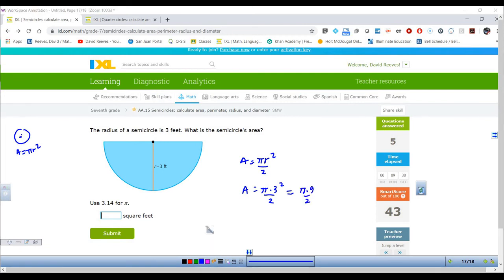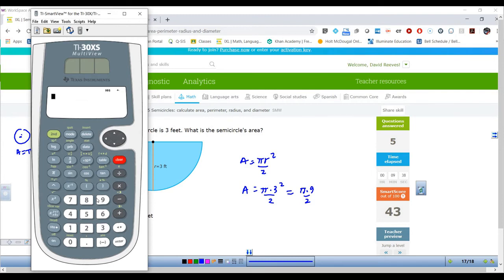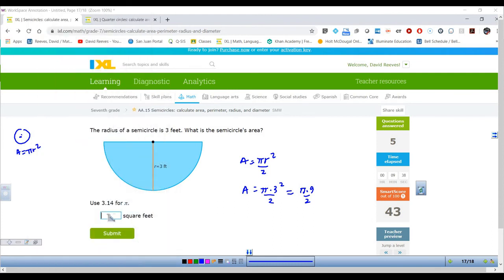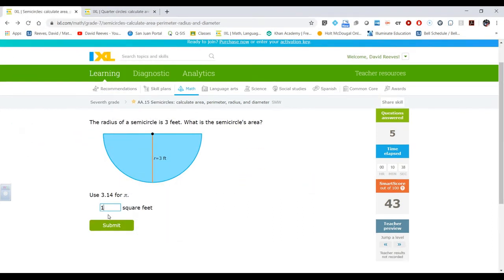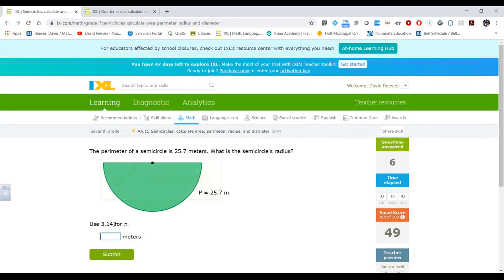divided by 2. So I'm going to go to my handy dandy calculator. Here we go. I'm going to go pi. Remember, we're using 3.14 times 9. We're going to get that answer, and then we're going to divide that by 2. And what do we get? We get 14.13. Let's see if that's correct. And it is.